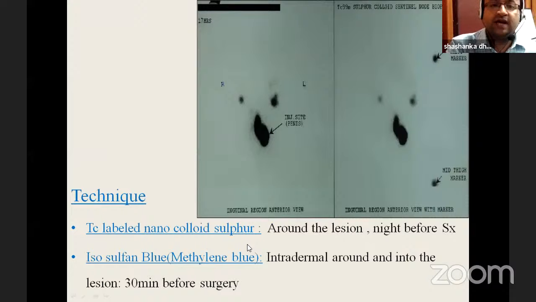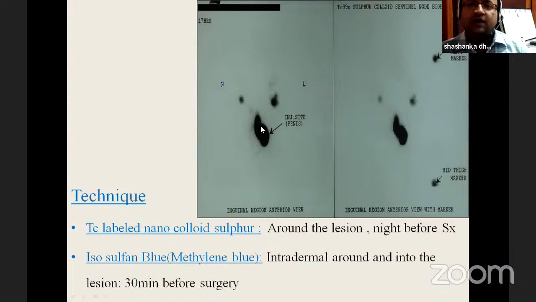The technetium 99m labeled nanocolloid sulfur is the radioactive dye, which is injected around the lesion the night before surgery. And an isosulfan blue or methylene blue is given intradermally around and into the lesion half an hour before surgery. So you are combining a visual dye with a radioactive dye, and this gives you the highest rate of detection of the sentinel lymph node.